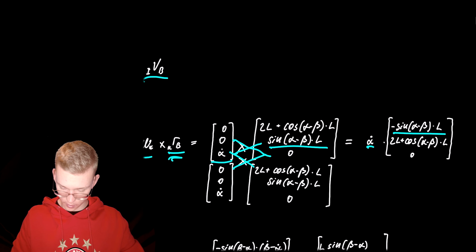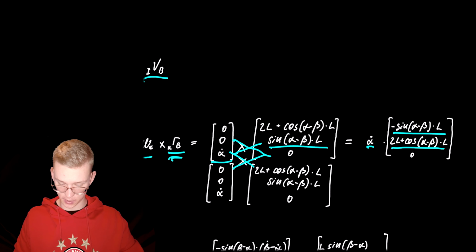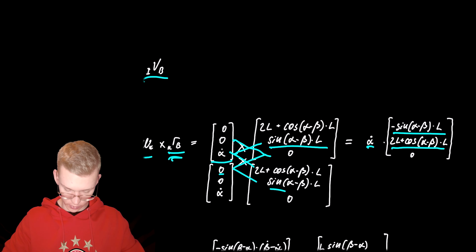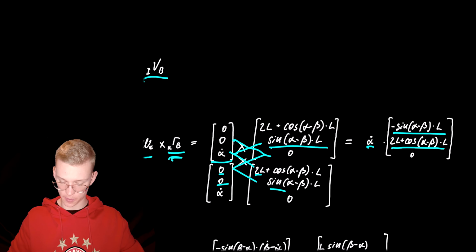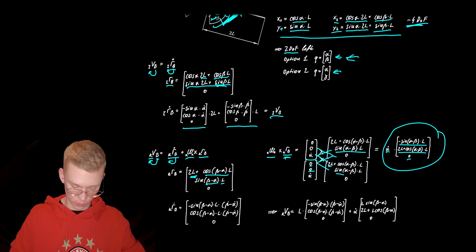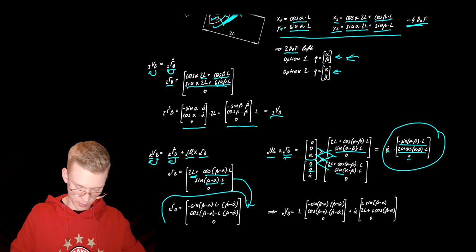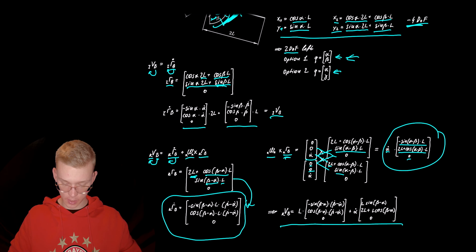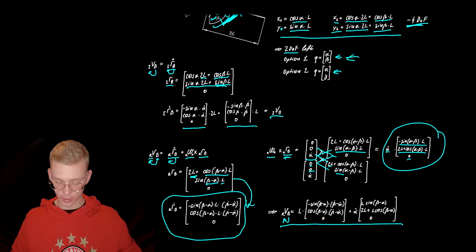So we are left with 2L cosine alpha minus beta times L. And in the third direction, nothing is happening because we have, oh, sorry for that. We have 0 times something and 0 times something. So we're left with 0. And now we have just to add this one and the time derivative from that with this one. So when we combine those two, we have the velocity of point B in coordinate frame K.